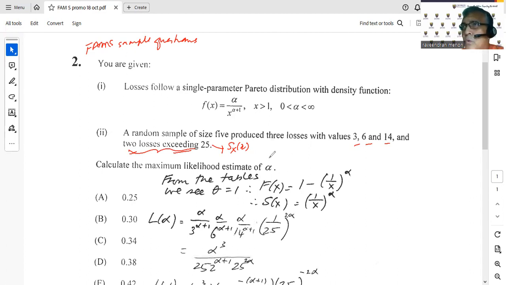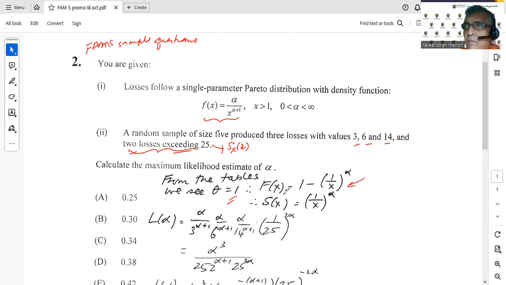First, we need to go ahead and look up the tables. From the tables, you will see the density function given to you for your single parameter Pareto, and you'll see that from what's given here, the value of theta is 1. You will know what I'm talking about when you look up your tables, and then from your tables you can get your CDF.